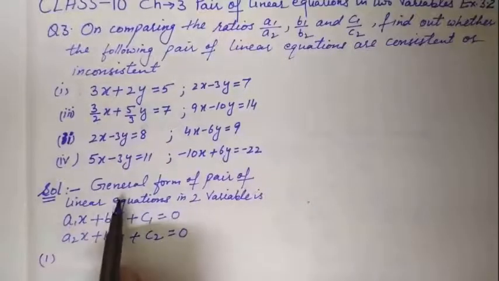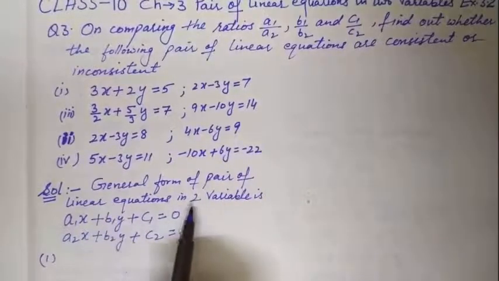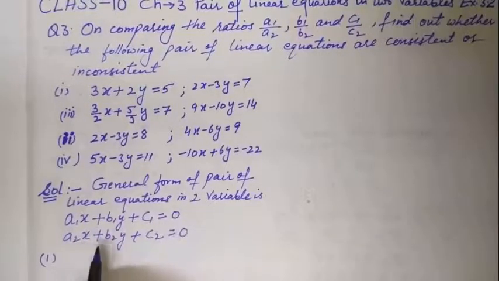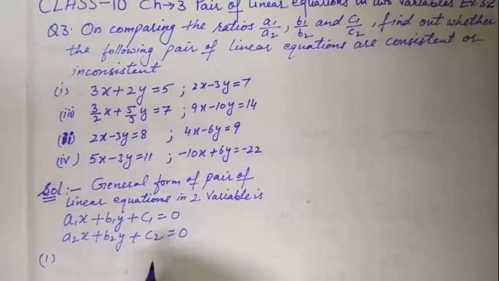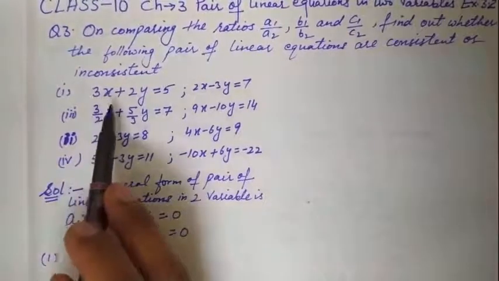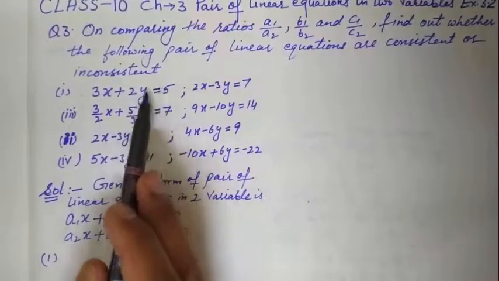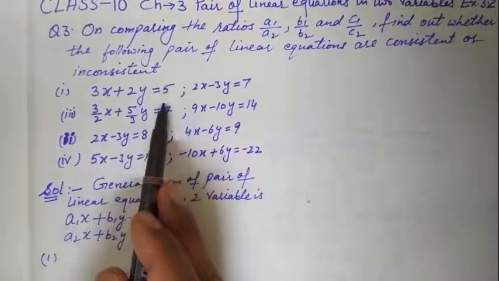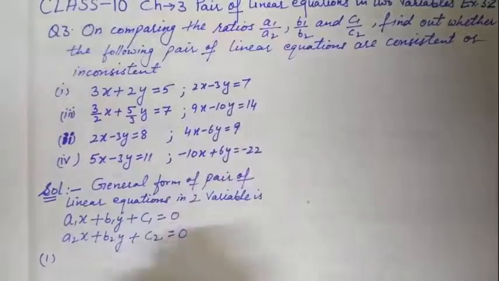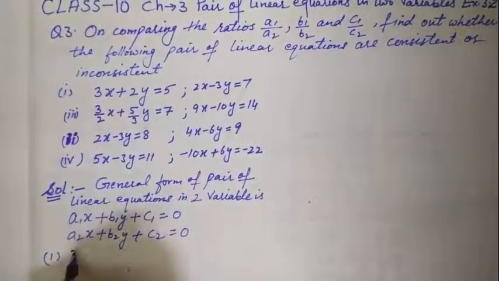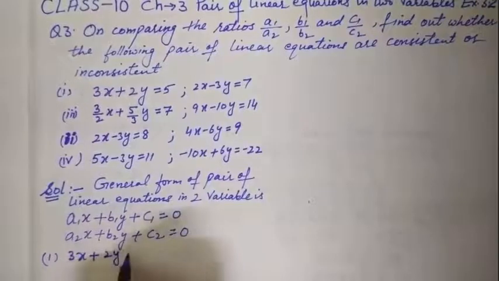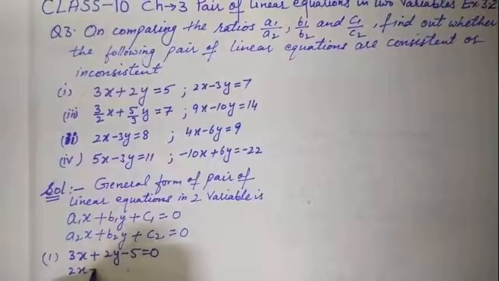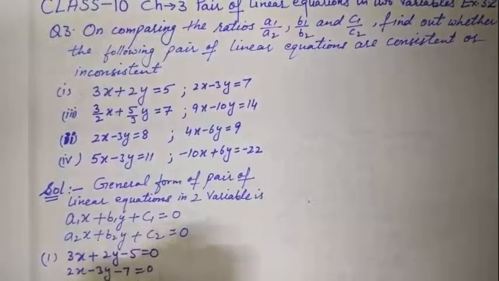So here also you can write the general form of a pair of linear equations in two variables: a1x plus b1y plus c1 is equal to 0, a2x plus b2y plus c2 is equal to 0. Now for the first part, 3x plus 2y minus 5 is equal to 0. In general form you bring the constant term to the left hand side. So we write the first equation 3x plus 2y minus 5 is equal to 0, and the second equation is 2x minus 3y minus 7 is equal to 0.